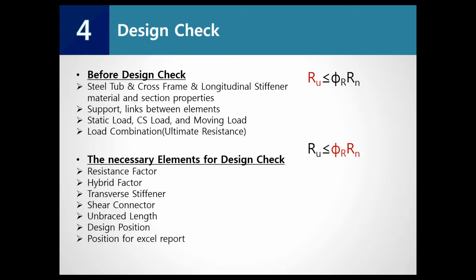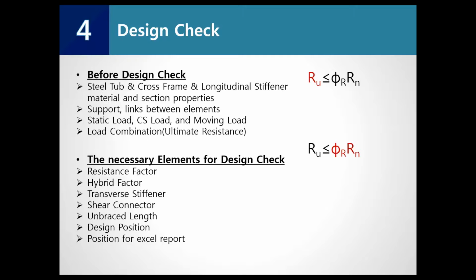Next, static load and construction stage load, and outside of the widget, you can also define the moving load in more detail. After you complete those steps, go to the widget tab and click the load combination button, and you can do auto generation. I guess those parts are the procedure for finding the ultimate resistance. But from now on, we're going to cover how to find the nominal resistance.